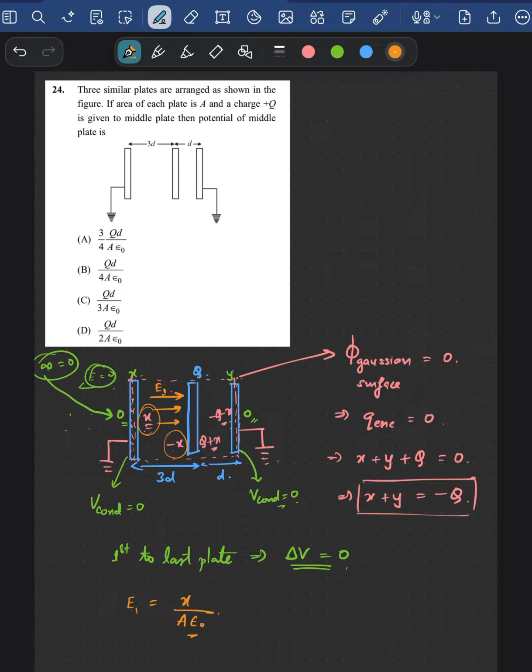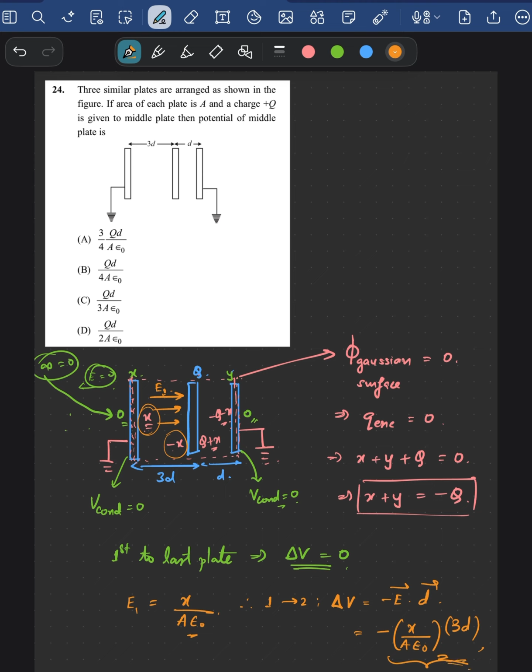And the potential difference. When I'm going from plate 1 to plate 2, your change in potential will be equal to minus E dot d. So that will be equal to minus x by A epsilon naught into 3d. So this is your decrease. What does the negative sign over here mean? That is, when I'm going from plate 1 to plate 2, potential decreases by this much amount, right? So this is your change in potential from 1 to 2.